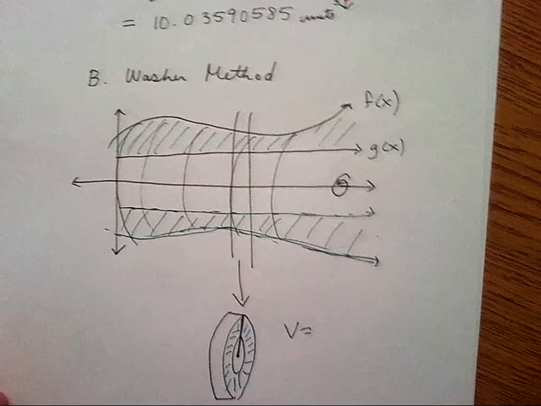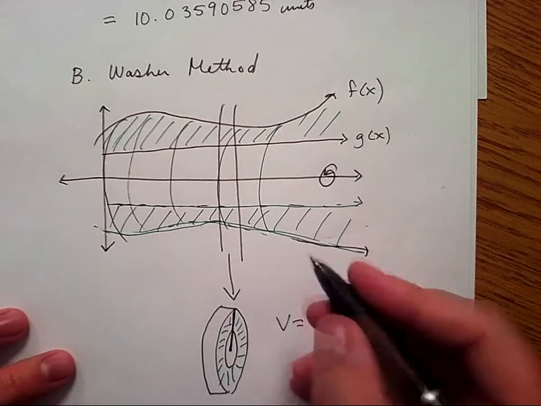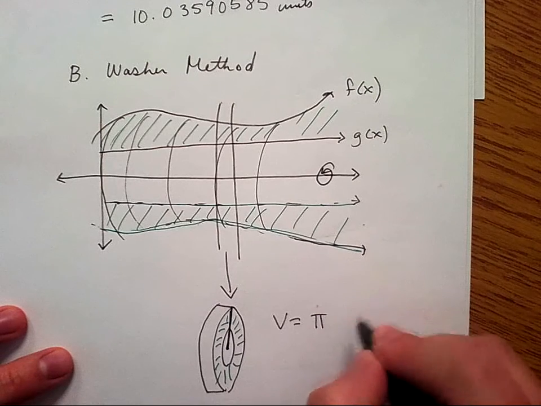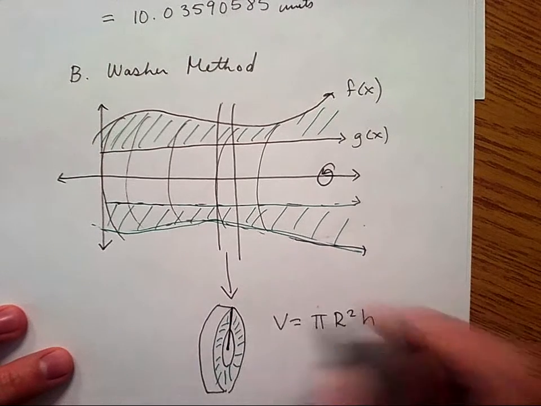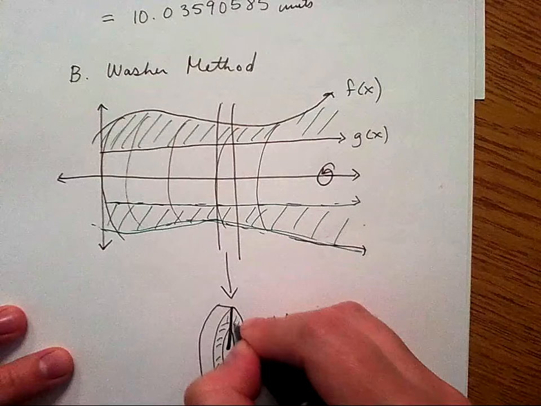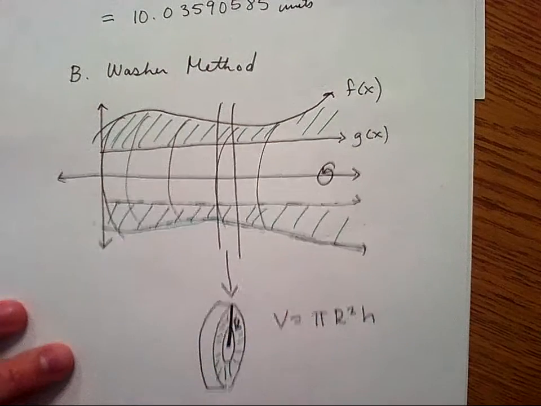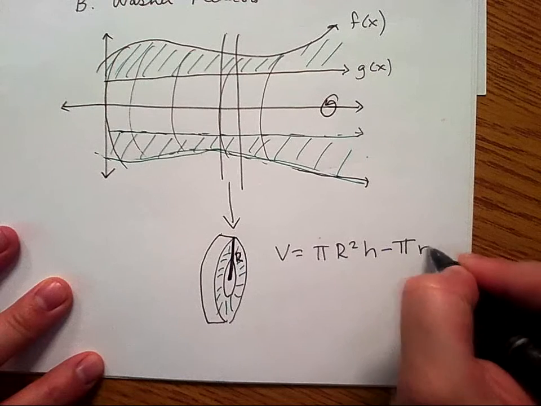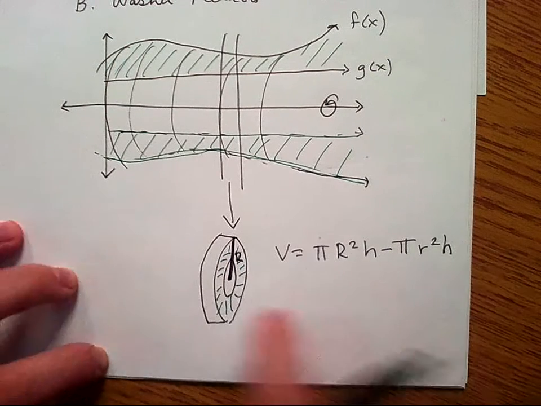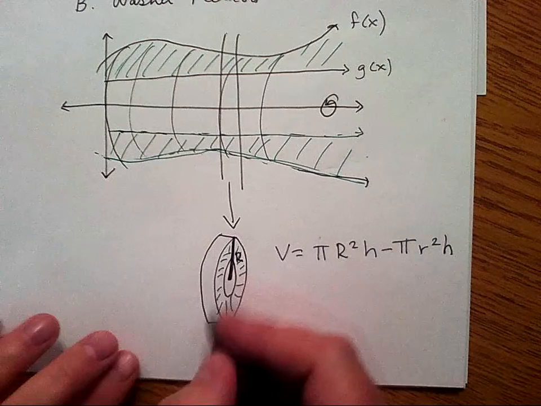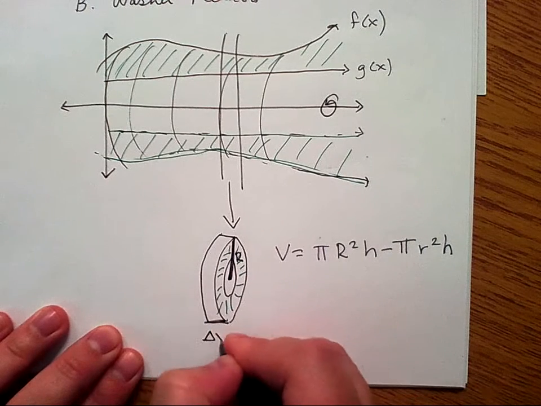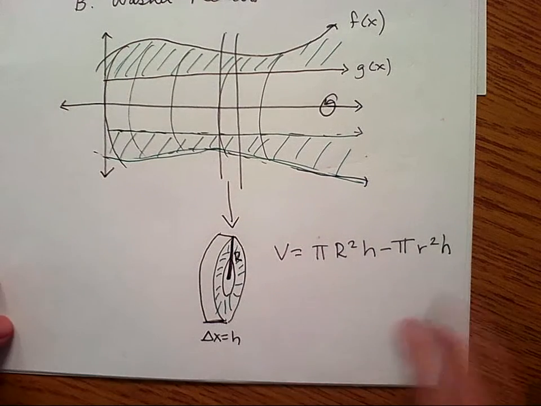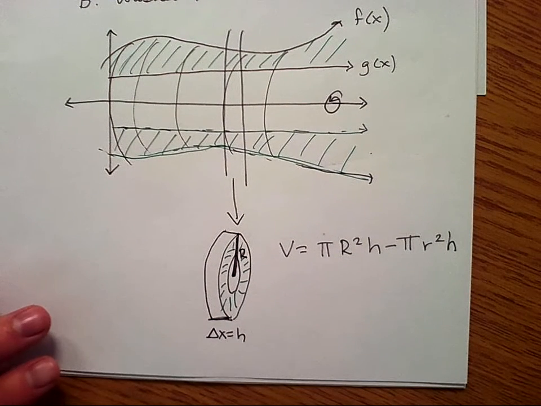Okay, so let's see if we can come up with a formula for that. So the volume of the big one is what? Pi r squared h. I'll call this capital R. And I'm going to subtract the volume of the small one, which is pi r squared h. The h is going to be the same, right? Because we're talking about the delta x or the h of the cylinder. So that h is the same. The thing that's different is that this is the little radius.